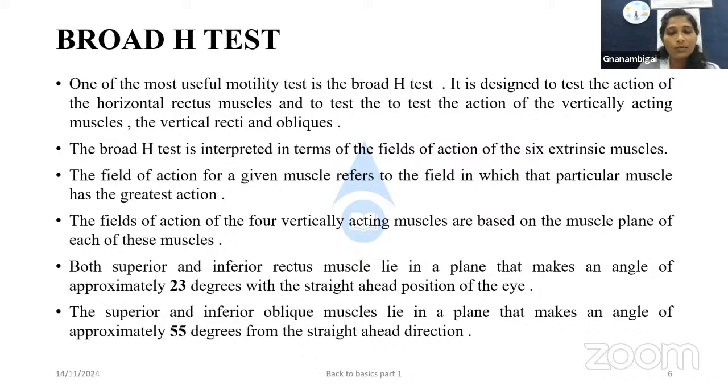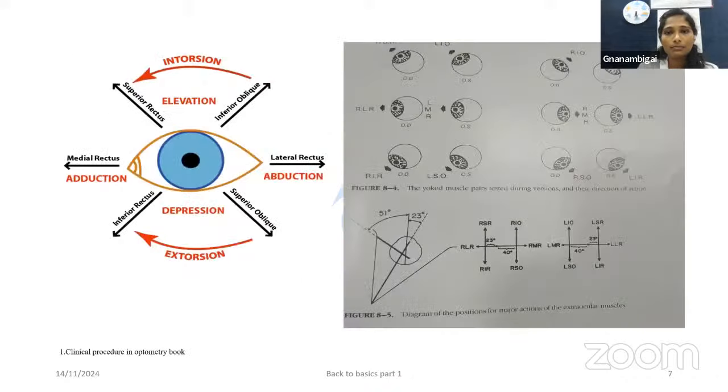The field of action for a given muscle refers to the field in which the particular muscle has the greater action. The field of action of the 4 vertically acting muscles is based on the muscle plane of each of these muscles. Both the superior and inferior rectus muscles lie in a plane that makes an angle of approximately 23 degrees with the straight ahead position of the eye. The superior and inferior oblique muscles lie in a plane that makes an angle of approximately 55 degrees from the straight ahead direction.